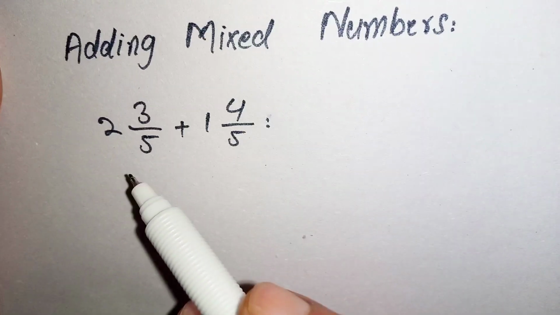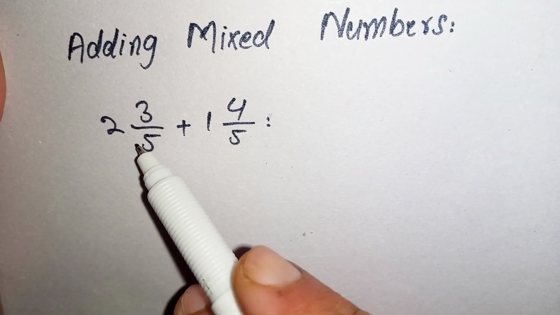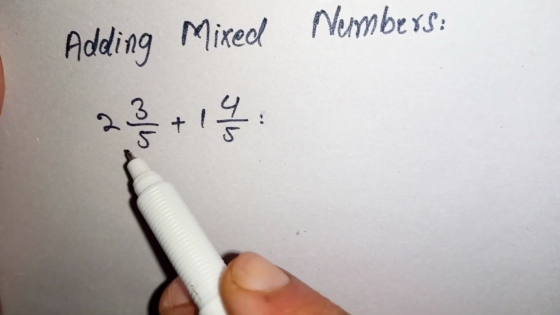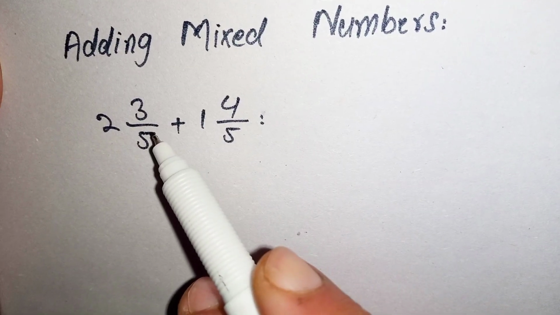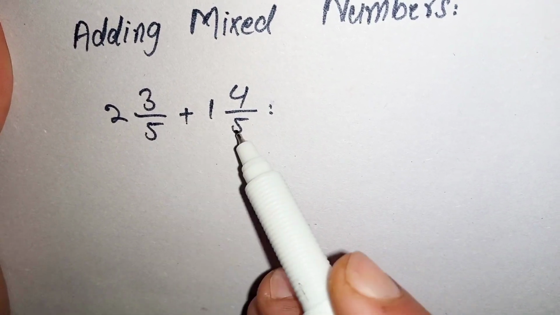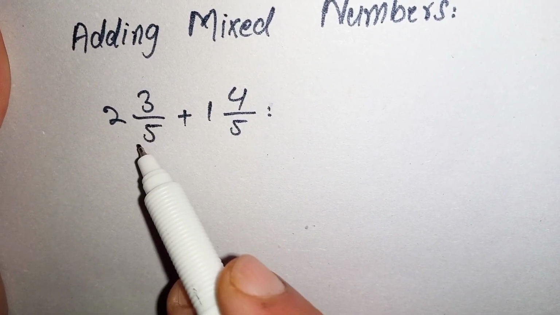Hi everyone, in this video I am going to show you how to add mixed numbers with the same denominator and mixed numbers with different denominators. First of all, I will solve the question with mixed numbers having the same denominator. Here we see that both of the denominators of these mixed numbers are the same.